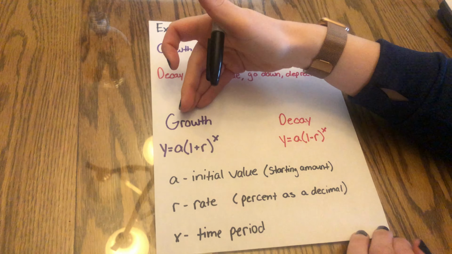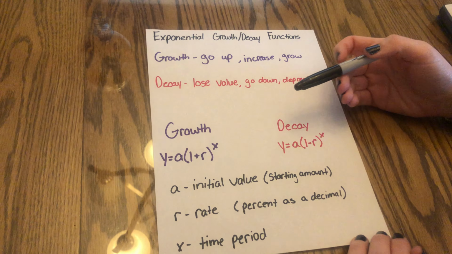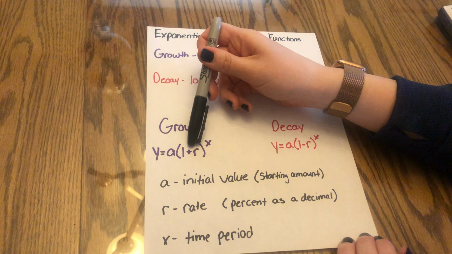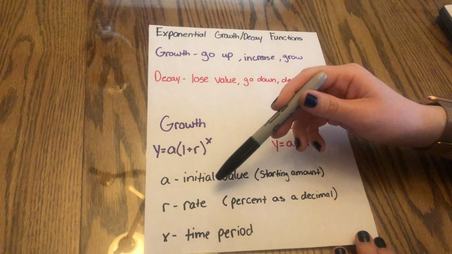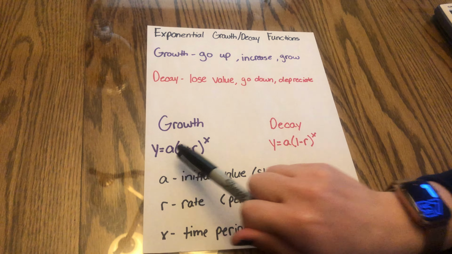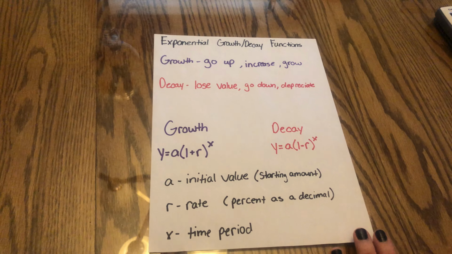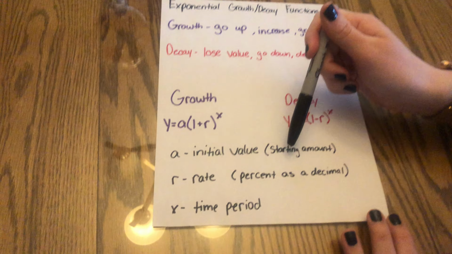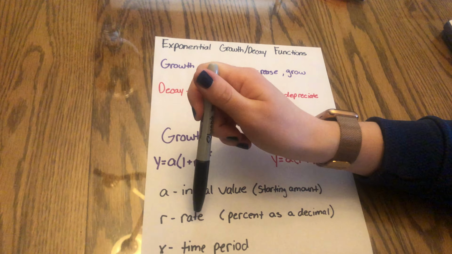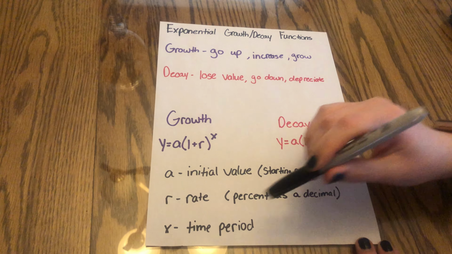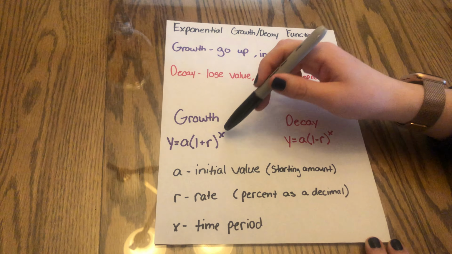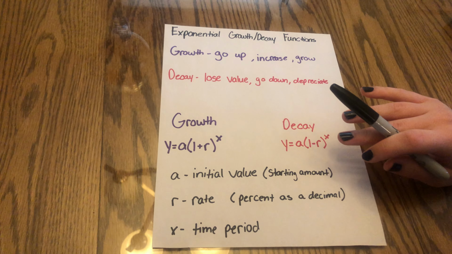Then, just as a reminder, our growth and our decay formulas are exactly the same, except that the growth has a plus and decay has a minus. And as another reminder, here is what all these different variables mean. Our A in both represents our initial value, or whatever your starting amount is. Our R is the rate, which is always the percent written as a decimal. And our X in the exponent is always whatever your time period is.